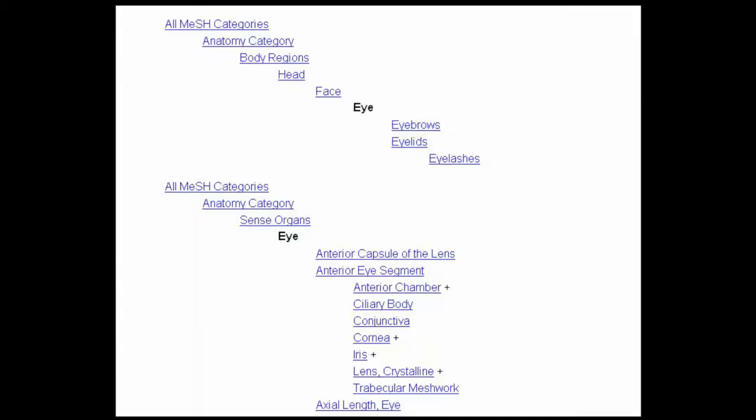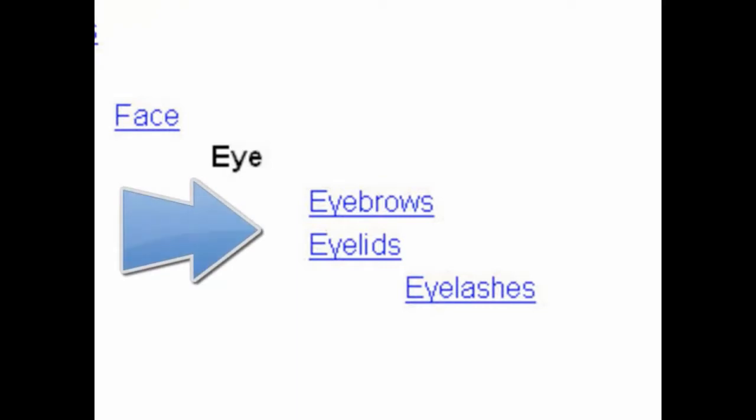Look at the heading eye in the body regions branch under anatomy. Notice that the headings eyebrows and eyelids are indented under eye because these specific parts of the eye are narrower in scope. Also, see that the more specific heading eyelashes is indented quite logically under eyelids.